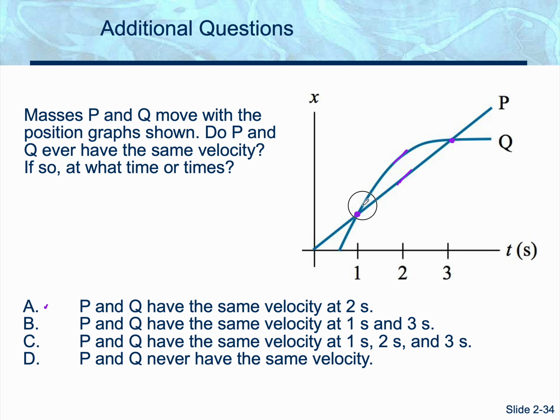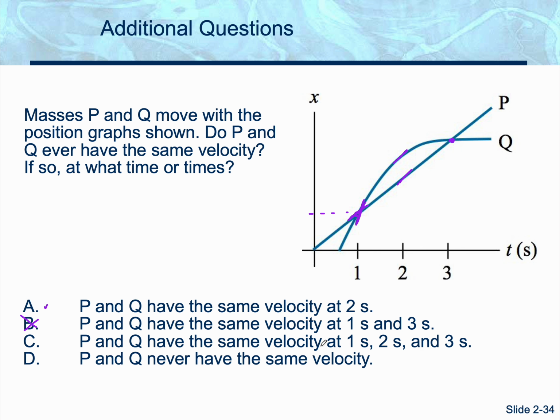If you look at velocities, the slope of the graphs, Q is going this fast, that slope, compared to this slope. No, the two slopes are very, very different. What is true at 1 and 3 seconds? They have briefly the same position, but they don't have the same velocity. B is a no.